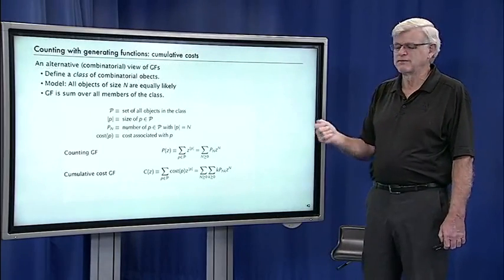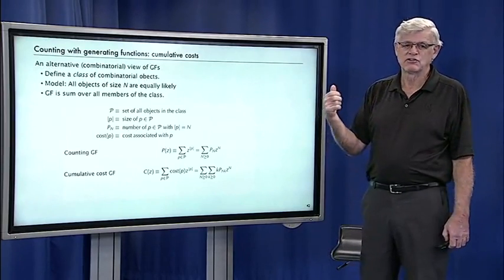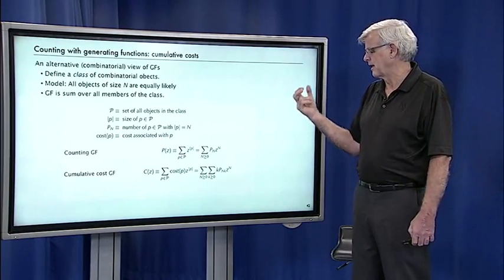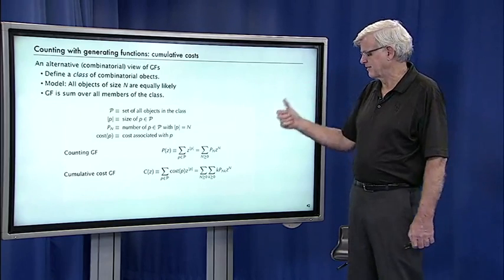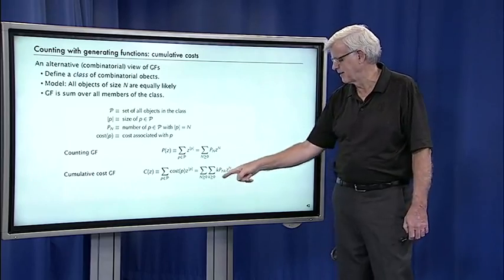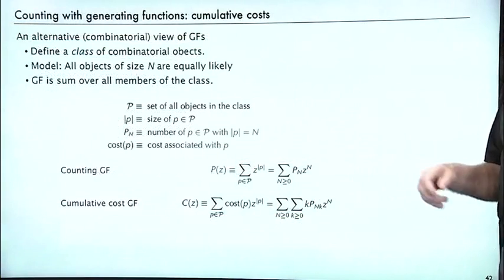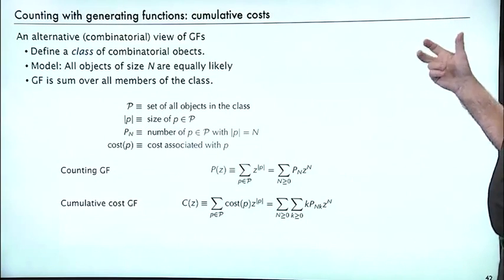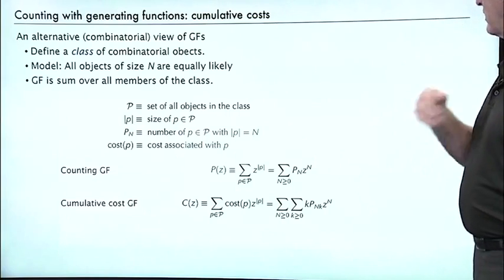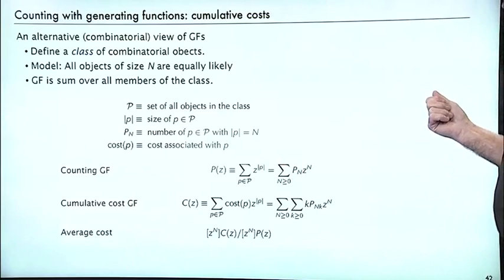If we look at the function c of z, which is the sum for every object in the class, its cost times z to the size, then those things are going to collect by size. And so the coefficient of z to the n in that is going to be nothing other than, for all values of k, the sum of k times p_nk. It just collects the objects of cost k by size, and it'll get them all. So the coefficient of z to the n in that function c of z is exactly the accumulated cost.